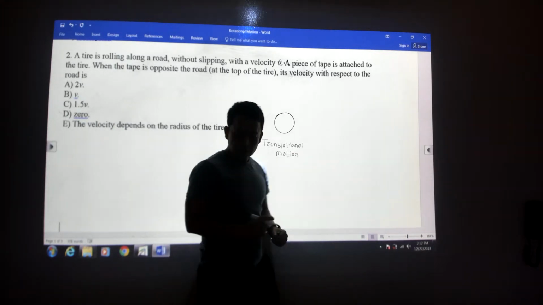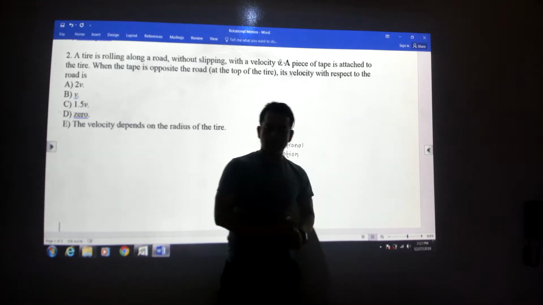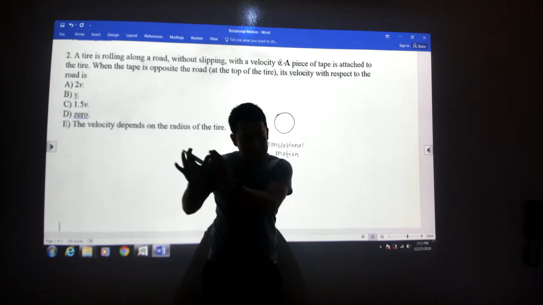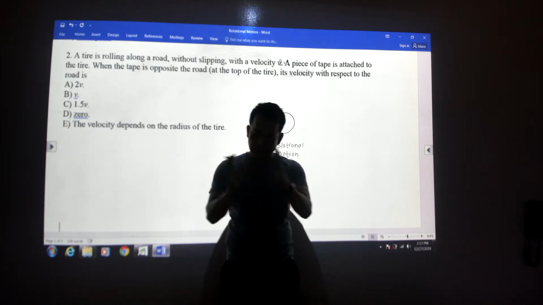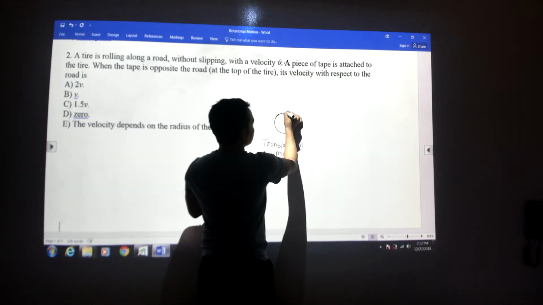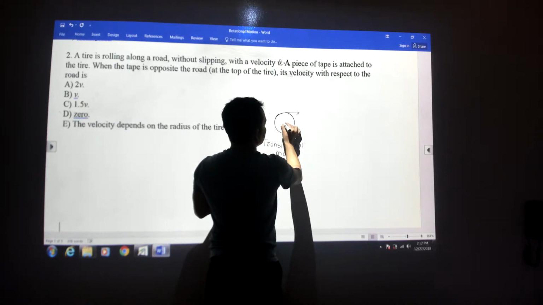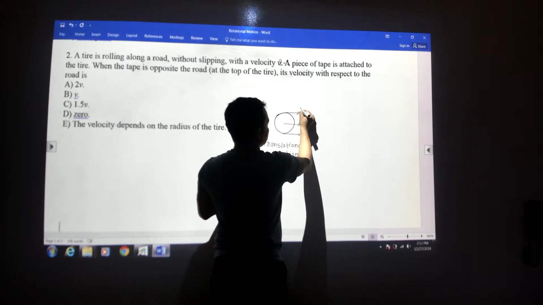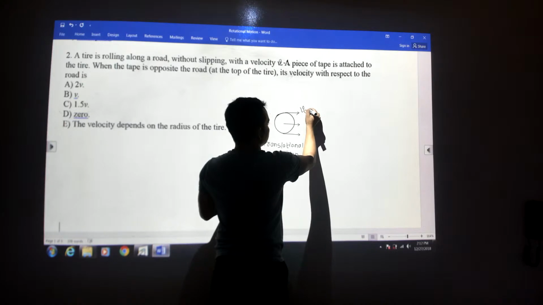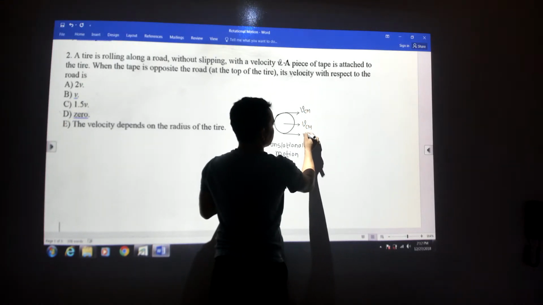So in a translational motion, if an object moves, the entire object moves. The velocity at each part, each particle, is the same. Okay, so if I just look at all the points here, all the points here have the same velocity, which is the velocity of, let's say, the center of mass.